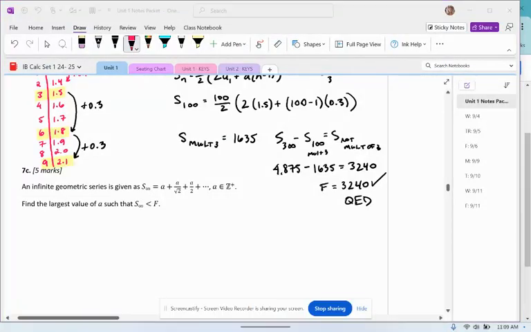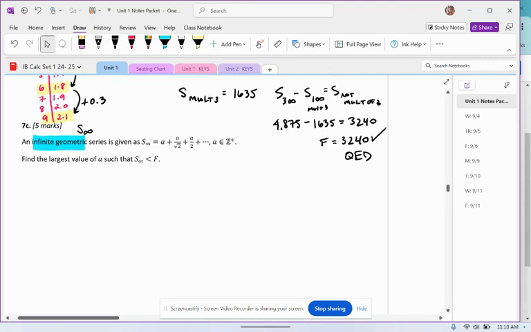Okay, 7C. An infinite geometric series is given as S sub infinity is equal to A plus A over rad 2 plus A over 2, carried on indefinitely, where A is an element of Z double backbone plus.